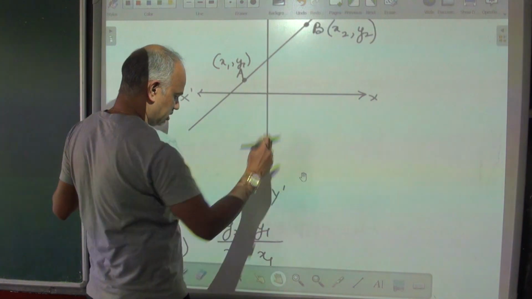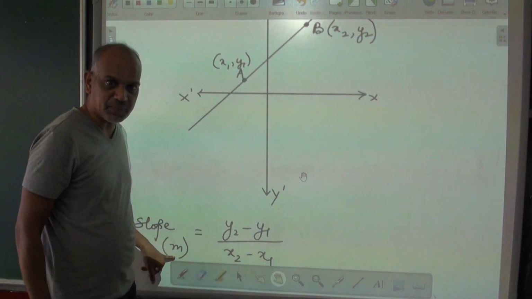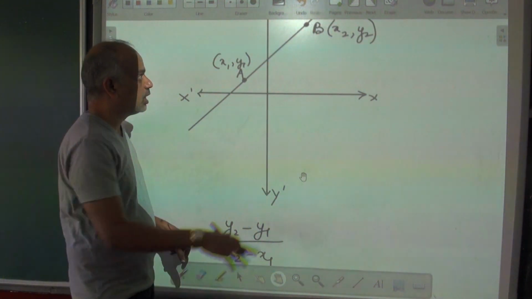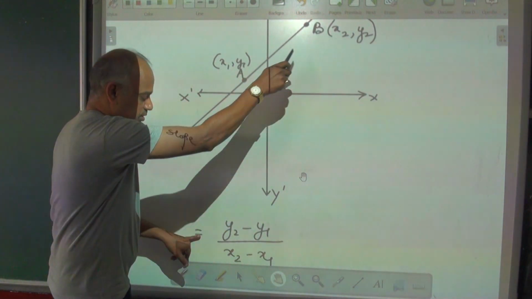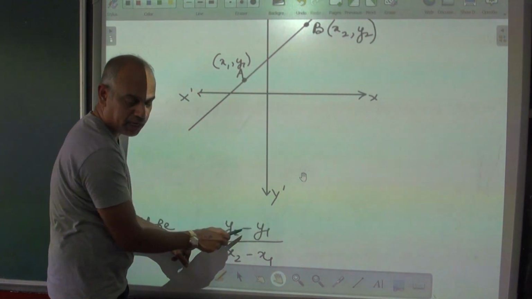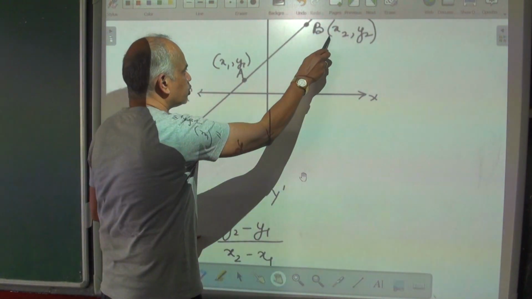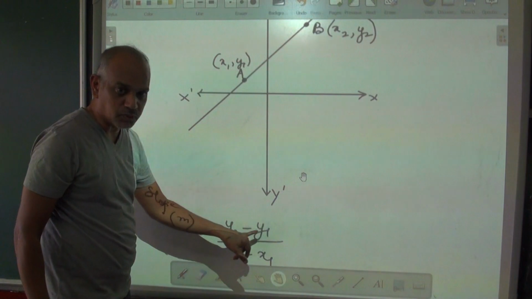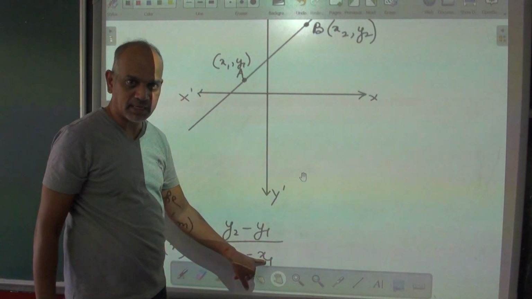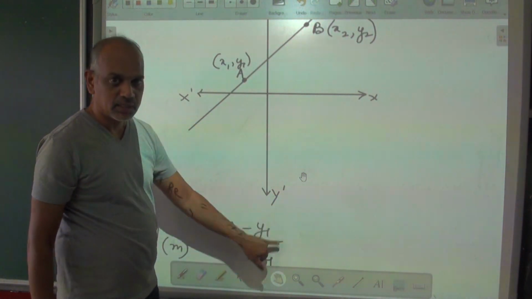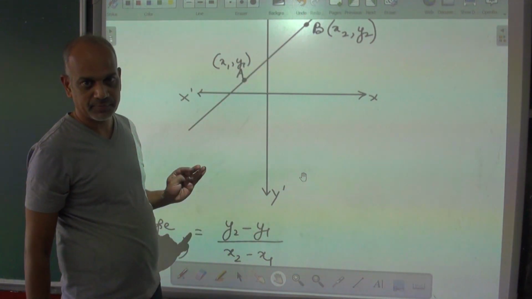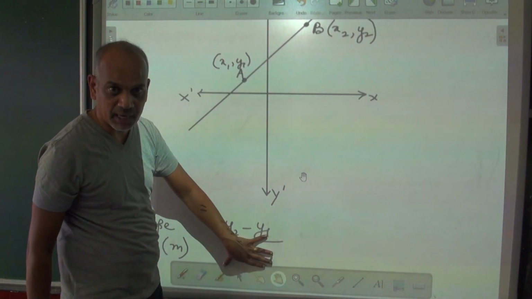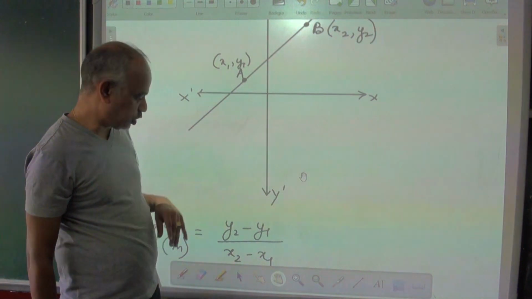If you know 2 points, then slope, which is represented as small m, is given as y2 minus y1, subtract both the y values in the numerator, divided by x2 minus x1, subtract both the x values. y2 minus y1 by x2 minus x1 will give you the slope of the straight line. Okay. So that's the second formula of finding slope.